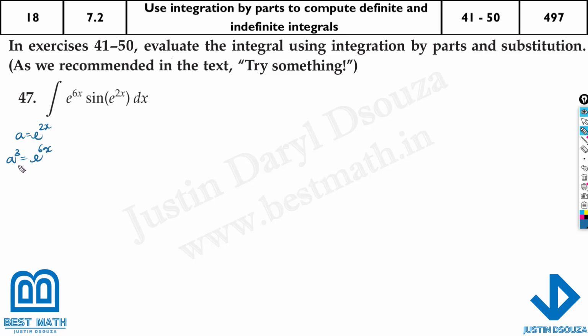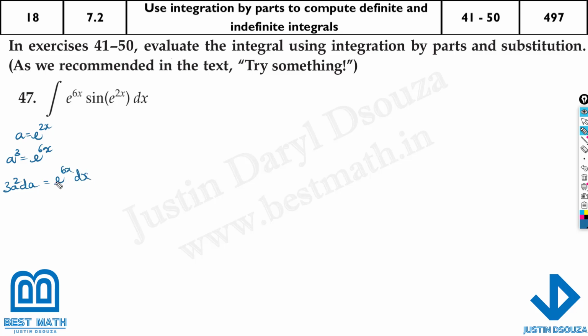Now we can differentiate both the sides, because our main goal is, if you now differentiate this, this will be there and this can be cancelled off. We can simplify the equation. Now let me show you the differentiation. It will be 3a squared, sorry, 3 comes down, a power 2, dA is equal to e to the power 6x dx.